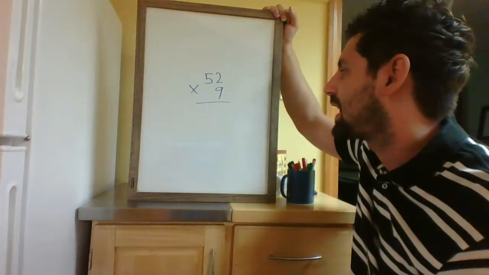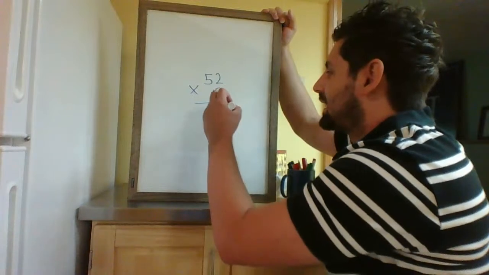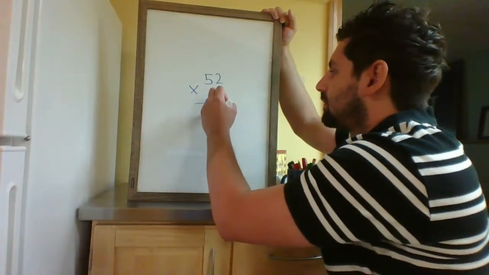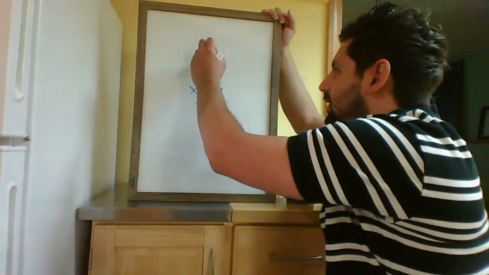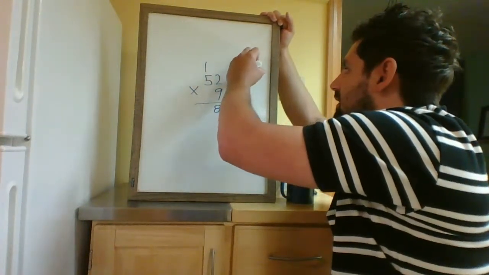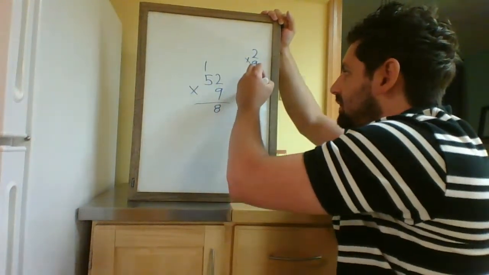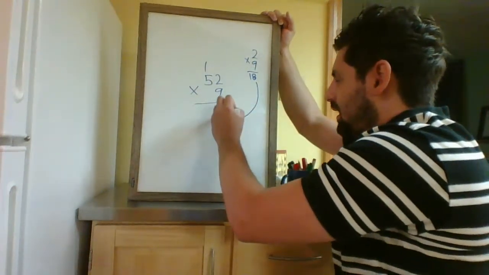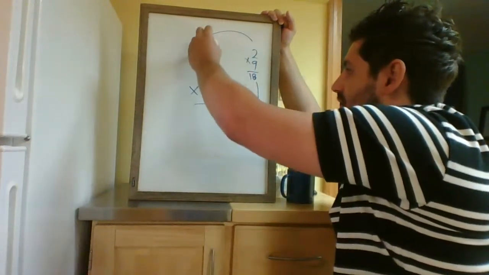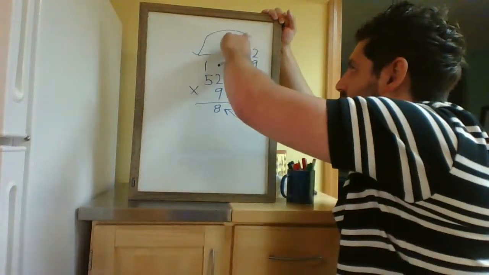2 times 9 equals 18. So the 8 in 18 goes in the ones place. The 1 gets carried over to the tens place. So I want to show you what I did there. So 2 times 9 equals 18. So the 8 in 18, I put in the ones place. The 1 in 18, I carried that over to the tens place.